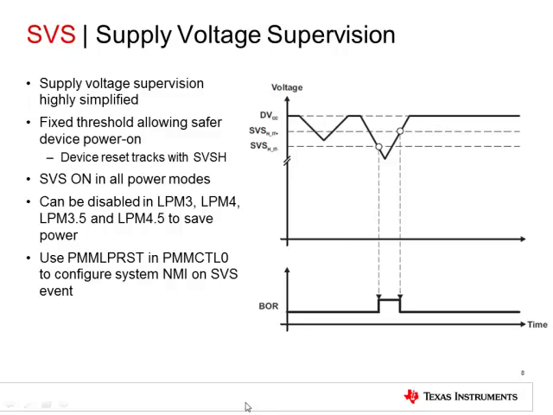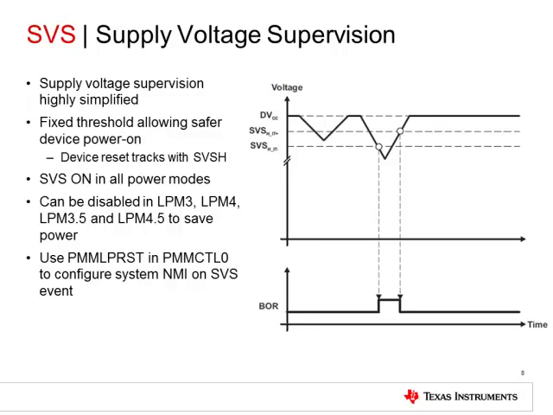The main function of the supply voltage supervisor is to oversee DVCC. By default, the SVS is turned on for all power modes. It is possible to disable the SVS to save power in some modes such as LPM3, LPM4, LPM3.5, and LPM4.5.